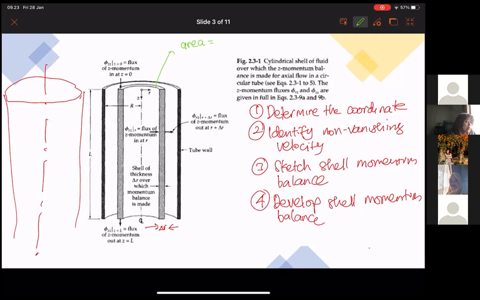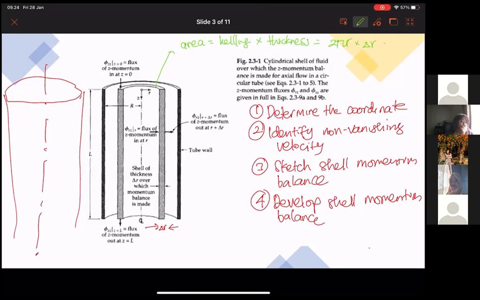So the area in this case would be the circle, or the circumference, multiplied with the thickness, which would be equal to 2πR. Let's say it's equal to 2πR because we put it like that, and then multiply with delta R. This is the area of this τzz, this thin shell.